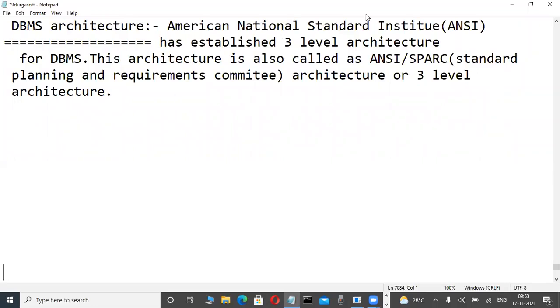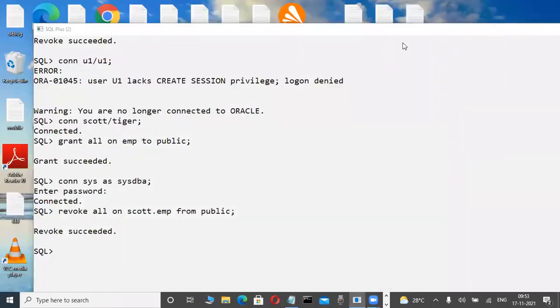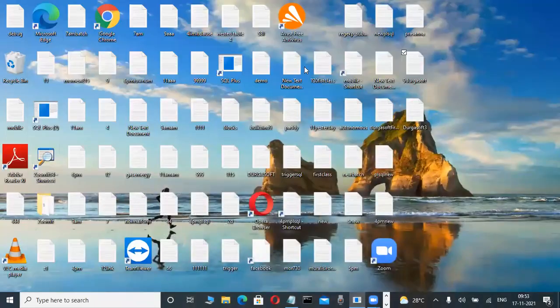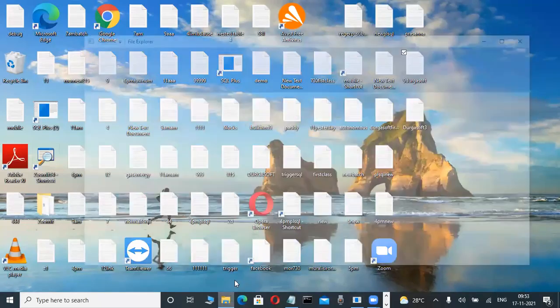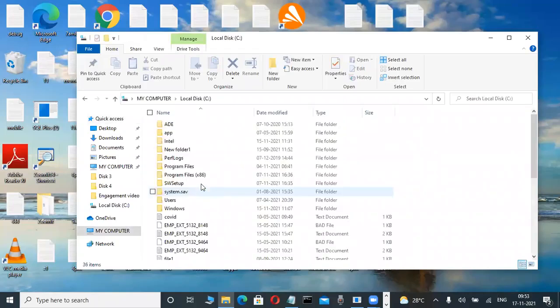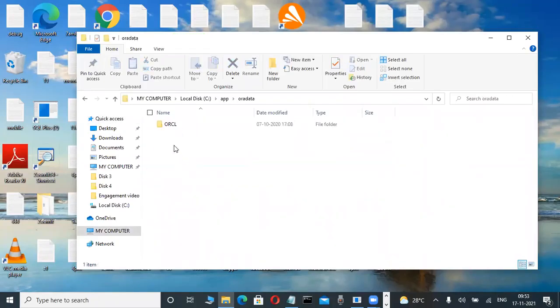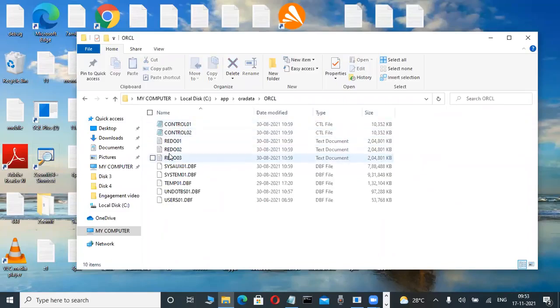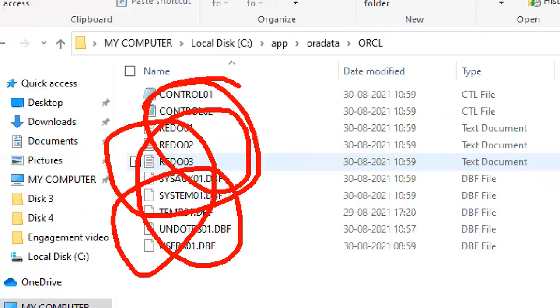Now, what is the main objective of this 3-level architecture? Suppose you are loading an Oracle DBMS software. Up to now, we don't know how data is stored internally. What files are there? We don't know. There are so many physical files, and all these things we don't know.